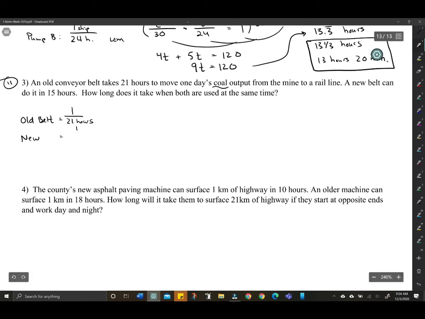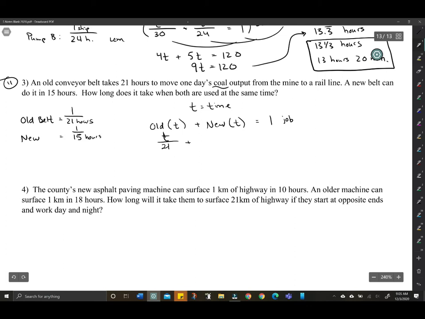So this one's going to be similar to the last one. No tricky parts. So again, how long does it take? We're looking for time is what we're solving for. So we have the old belt times the amount of time it's working plus the new belt times the amount of time it's working. And that's going to equal one job being completed. The rate at which the old belt works is 1 over 21, so T over 21. The rate of the new one is T over 15, and that's going to equal 1.